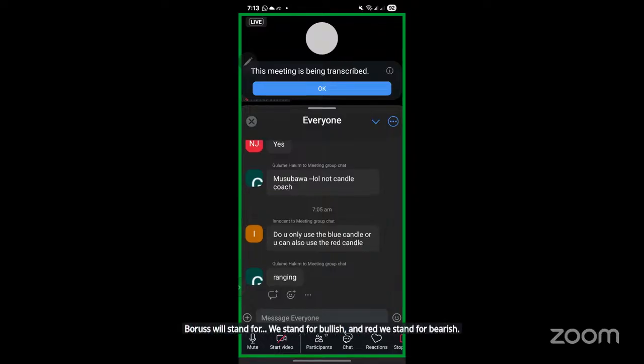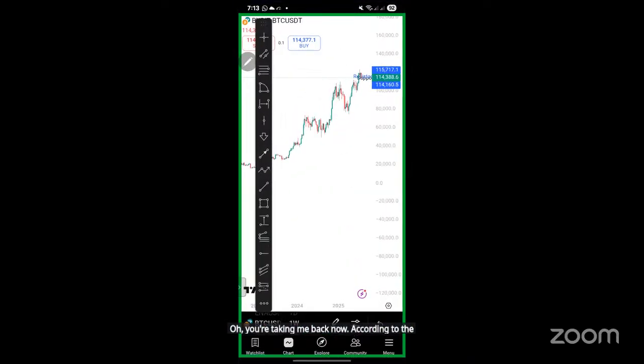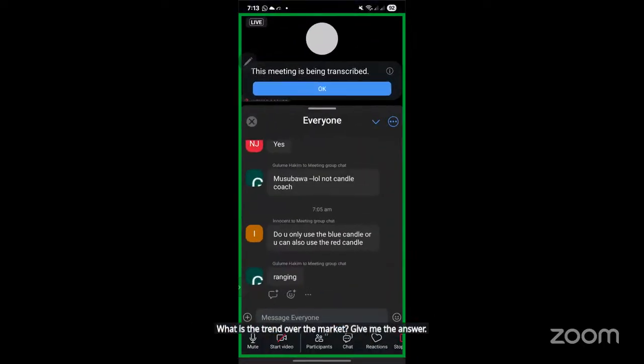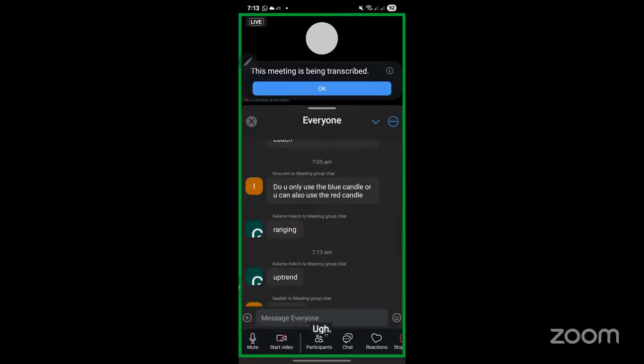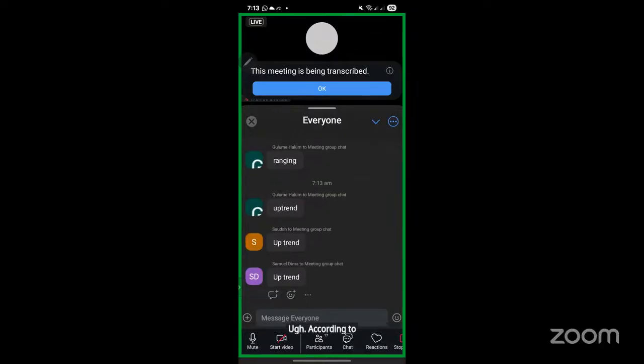Are you sure the market is ranging? Oh, you are taking me back now. According to the trend of the market in 1 week, what is the trend of the market? Give me the answer. According to 1 week time frame, what is the trend of the market?